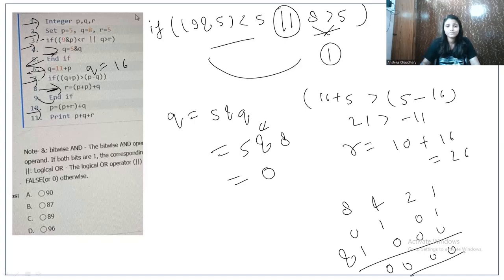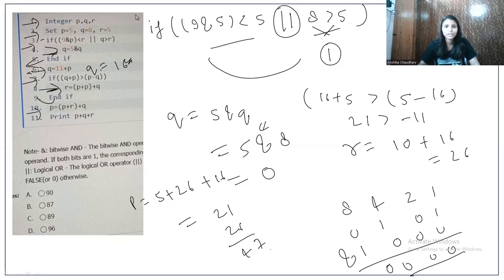Now here P is assigned P plus R. P value was 5, R value was 26, plus Q. Q value was 0, right? From here, no, Q value was 16. So 16, okay, let's add them: 21 plus 26 will become 47. All right, so the P value is now 47.